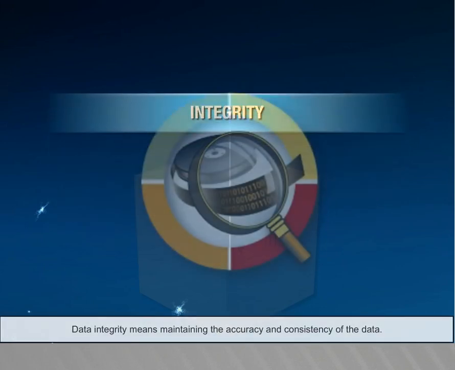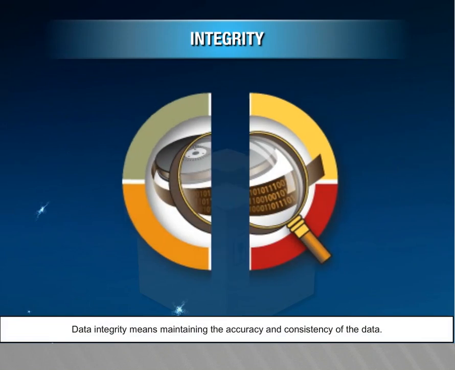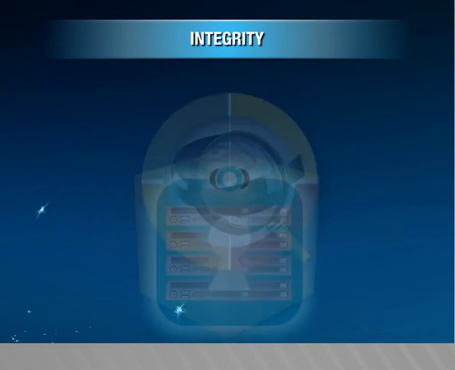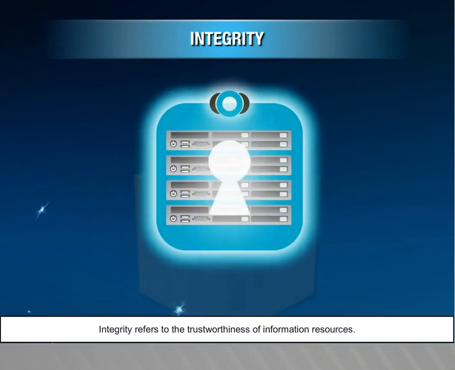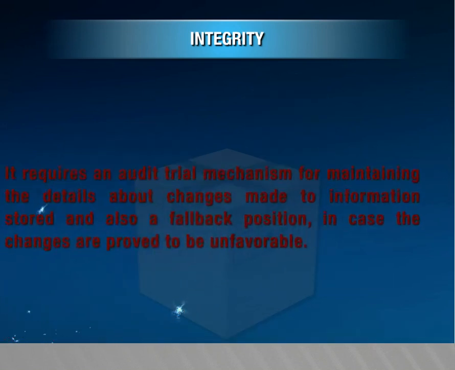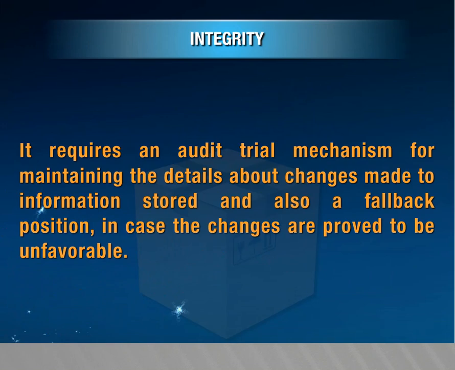Integrity. Data integrity means maintaining the accuracy and consistency of the data. Integrity refers to the trustworthiness of information resources. It also means that the changes made to the stored information need to be done only by authorized entities and through authorized mechanisms. It requires an audit trail mechanism for maintaining the details about changes made to information stored, and also a fallback position in case the changes are proved to be unfavorable.